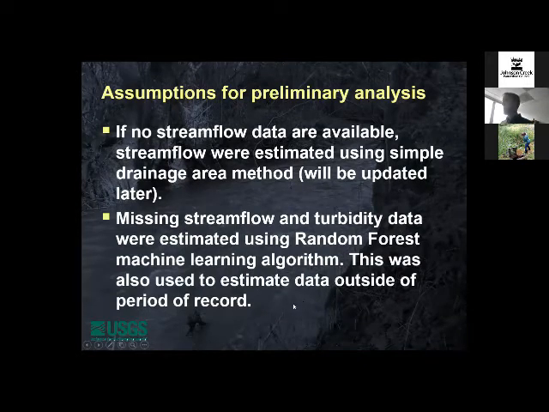There are occasions, of course, where instrumentation goes belly up, vandalism happens, batteries run out, things like that. Whenever we're missing data, we've used a random forest machine learning algorithm to estimate those missing data. And we also use those data to estimate outside of the period of record where we collected. So for example, if we collected at a certain location in 2019, we can use similar locations to estimate what would have happened there in 2020 and 2021.